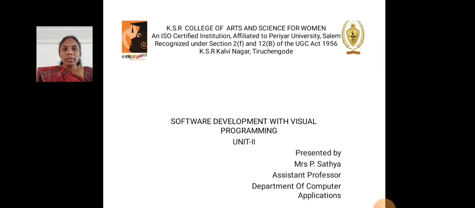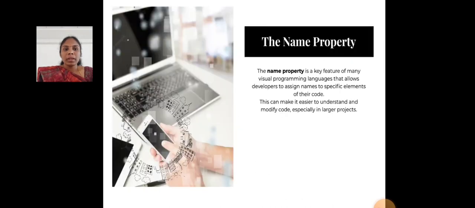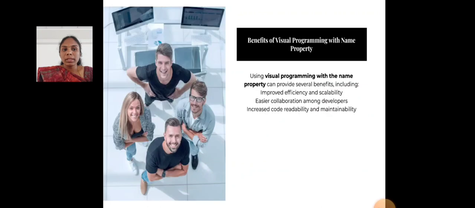Now we are going to discuss visual programming, the name property. The name property is a key feature of many visual programming languages that allows developers to assign names to specific elements of their code. This can make it easier to understand and modify code, especially in larger projects.